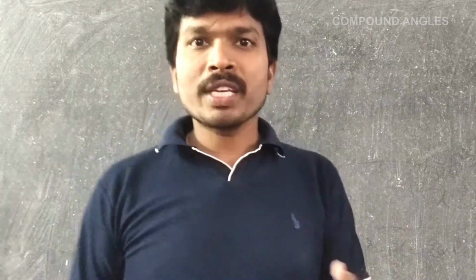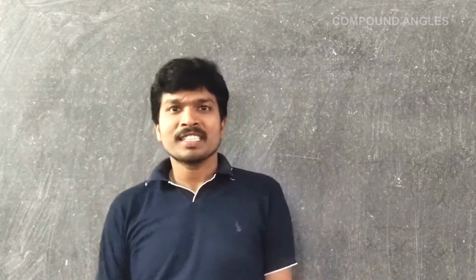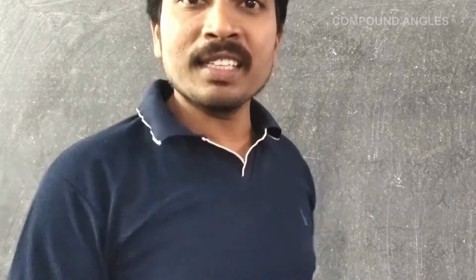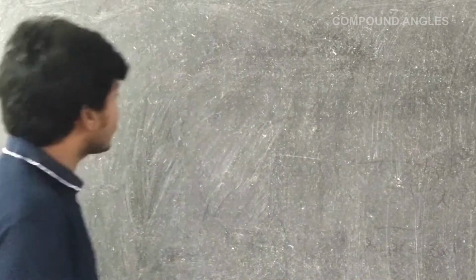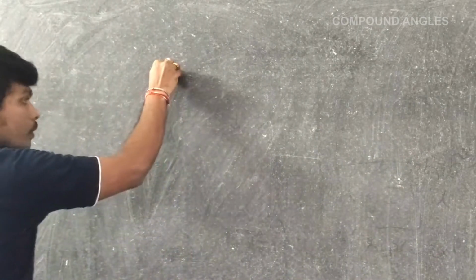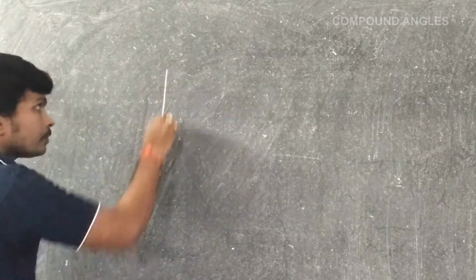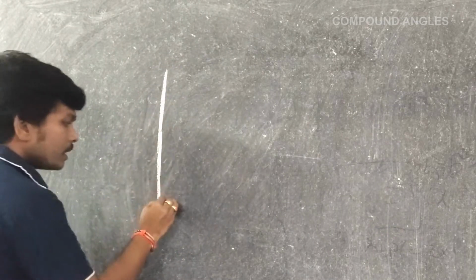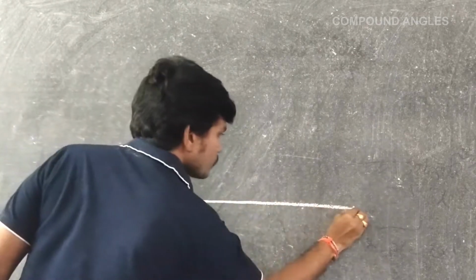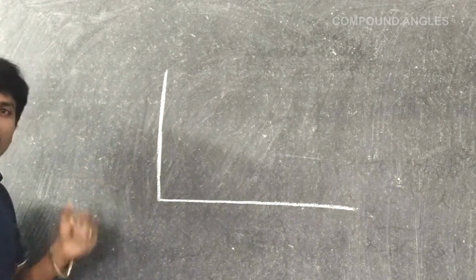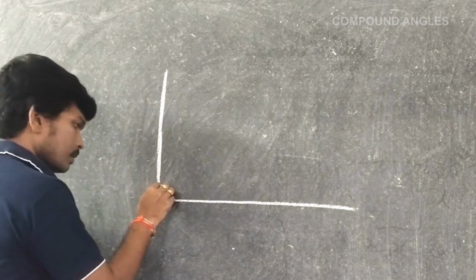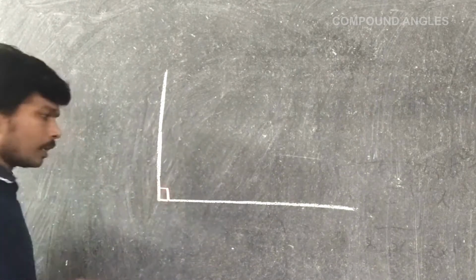Okay, by using the geometrical method, now we are discussing the proof of sine (A plus B) and cos (A plus B). Okay, get ready my dear kids. Now, just take a rectangle. See, I'm taking one right angle. Is it a right angle or not?